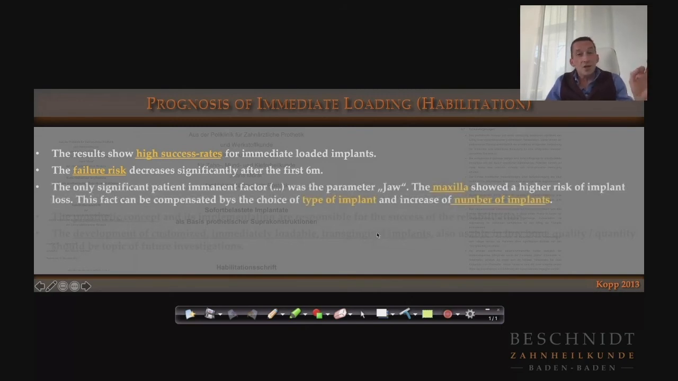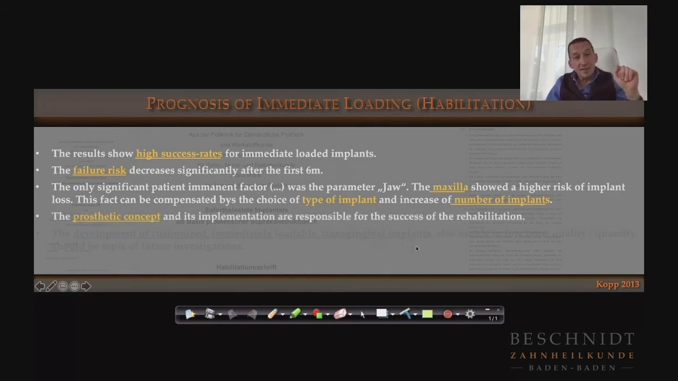The only significant patient factor was the maxilla. In the maxilla we have lower stability, so we should place more implants and longer implants. The prosthetic concept is responsible for the success of the rehabilitation, which means think about how to load the implants. Even in immediate loading, think about Botox treatment.